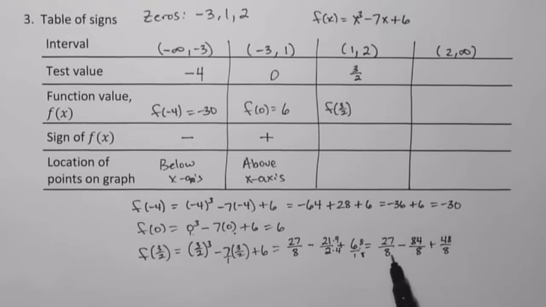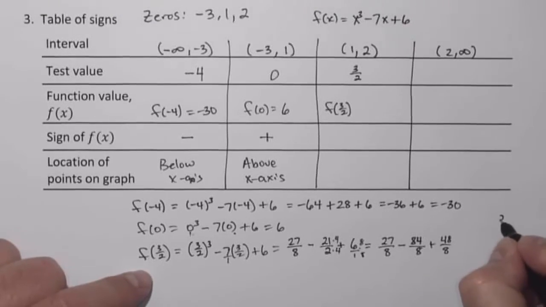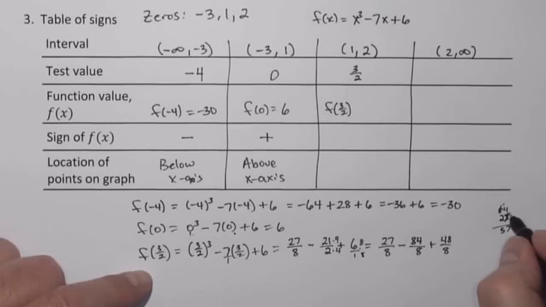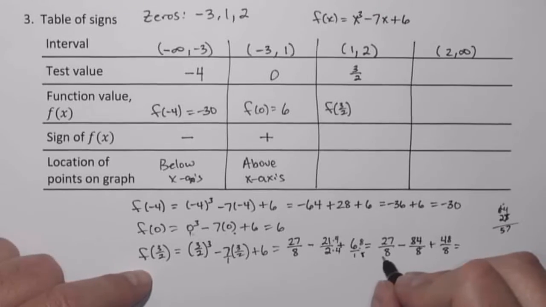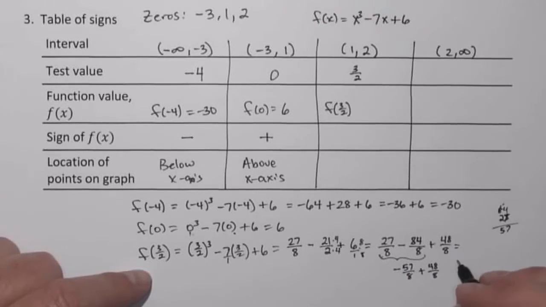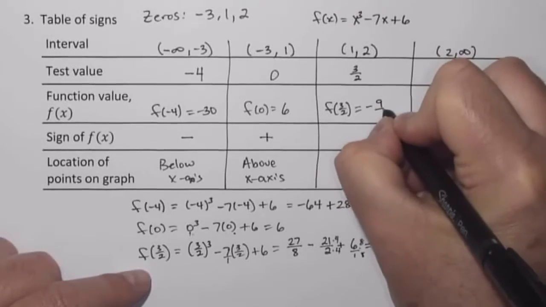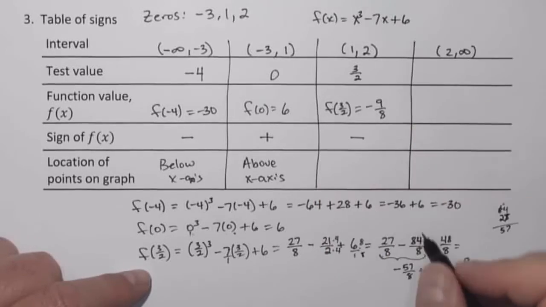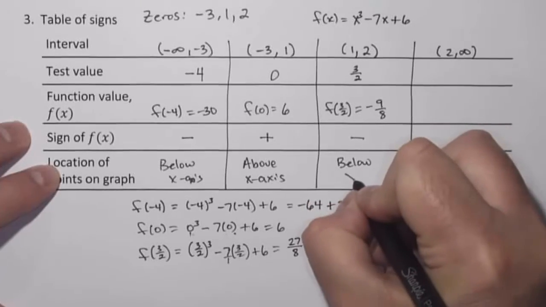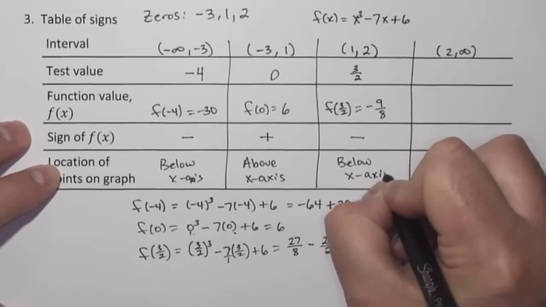Now 27 minus 84 is going to be negative 57. So when I combine these, that's going to be negative 57/8 plus 48/8. And negative 57 plus 48 will be negative 9, so that's going to be negative 9/8. So f of 3/2 is going to be negative 9/8. Really what I care about is that that's negative, and so that means the graph is going to be below the x-axis when we're on the interval from 1 to 2.